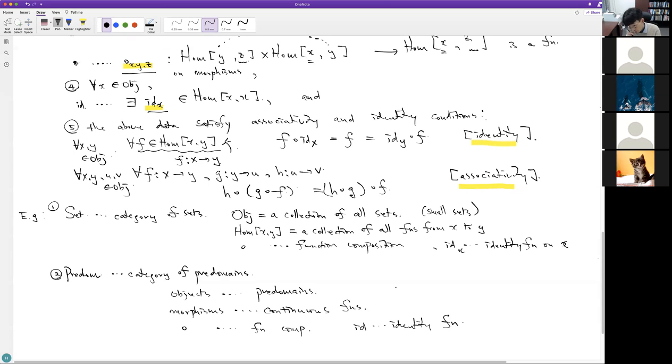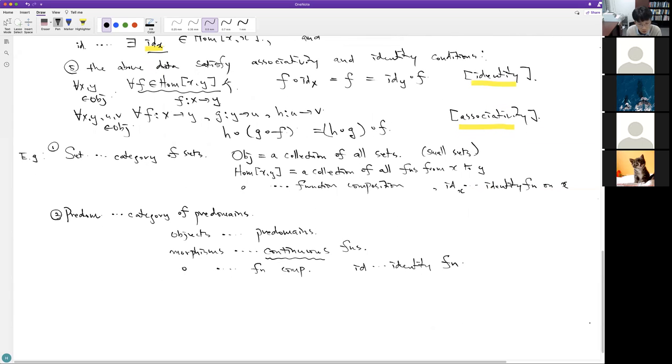So if you look at these two examples, you can see that a very common way of forming a category is to take the kind of spaces that you care about. That space can be any sets, or any pre-domains. You just collect all of them and form this capital OBJ. And then you collect all the structure preserving maps. In the first case, it's just any function. In the second case, they are continuous functions. You just collect all of them and they form the morphisms. And then the circle becomes function composition, ID becomes identity function. That's not the only way, but that's a very typical way of forming a category.